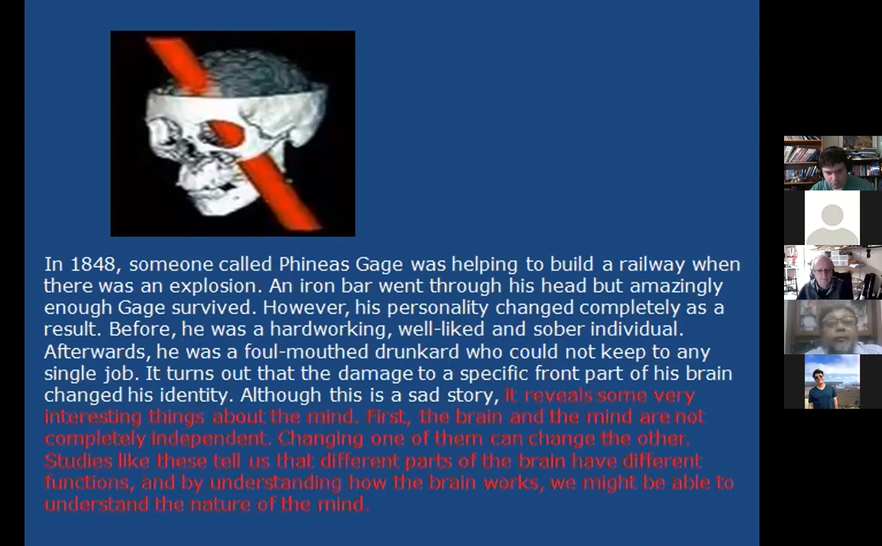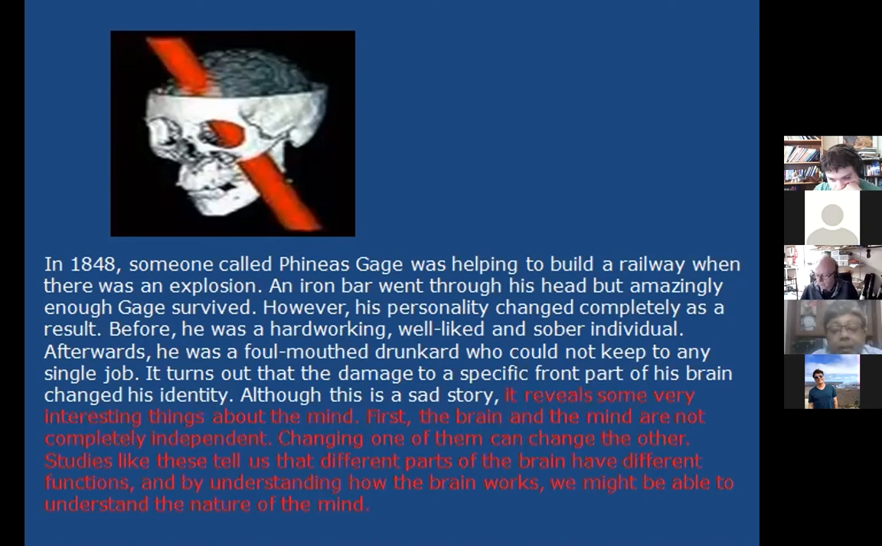Phineas Gage was helping to build a railway when there was an explosion. A very sad incident, and an iron bar went through his head, but amazingly enough, Gage survived. However, his personality changed completely as a result. Before, he was a hardworking, well-liked, and sober individual. Afterwards, he was a foul-mouthed drunkard who could not keep to any single job. It turns out that it damaged the front part of his brain, and changed his identity.